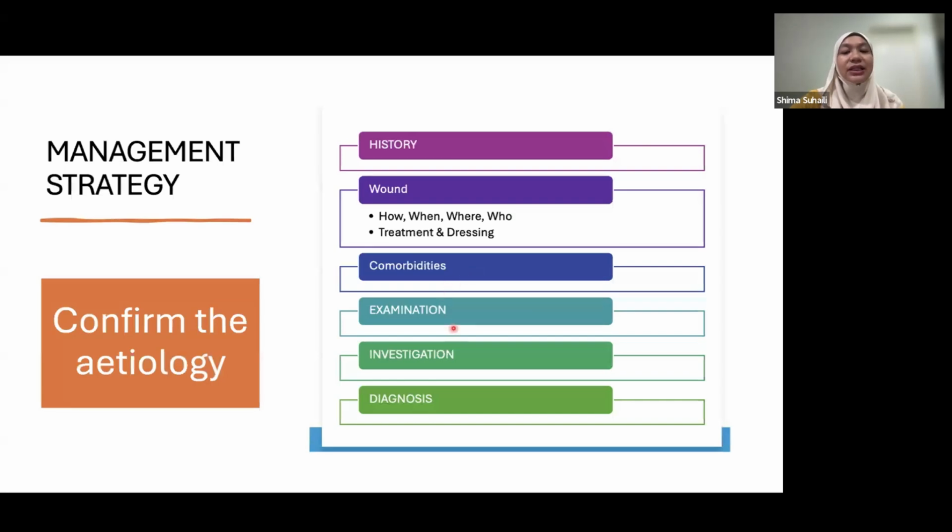And then we proceed with the examination of the patient and also the wound examination. And then we have to do the relevant investigations such as mungkin FBC, LFT to see the albumin, and also the X-ray if indicated. And lastly, we have to achieve the diagnosis.